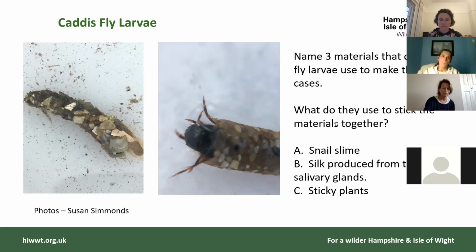Right, so these caddisfly, again, this is just a couple more slides on what you can find and the sort of things that we might be asking the children, looking at the materials that the caddis are using to make their cases. And then an interesting one, do they know how they stick them together? Does anybody know? Anyone like to hazard a guess? It's actually a sort of silk produced from their salivary glands. So that's how they stick their cases together.